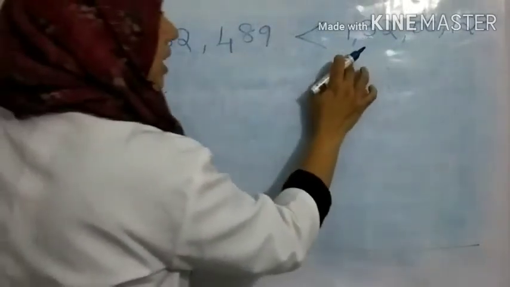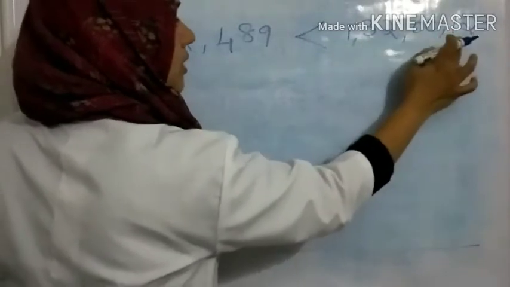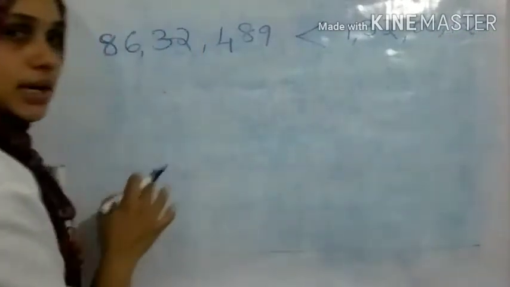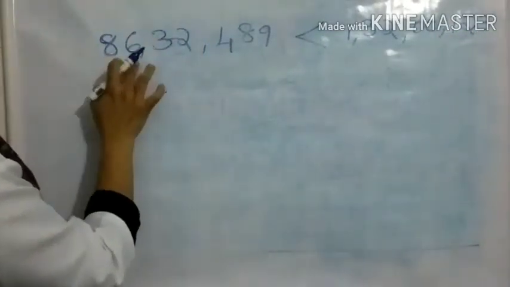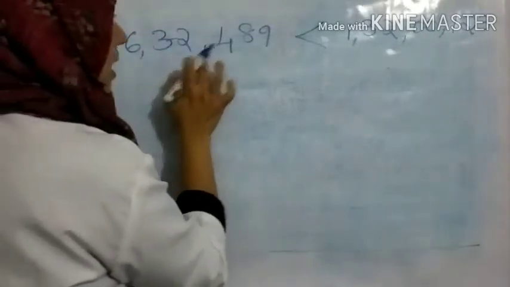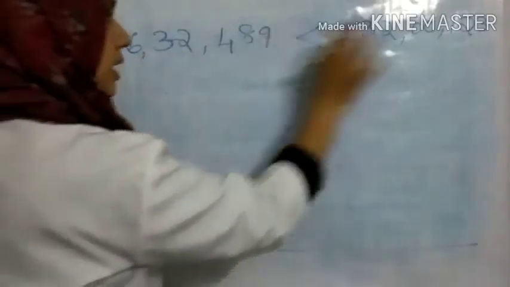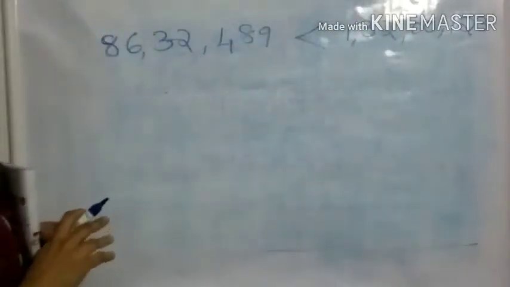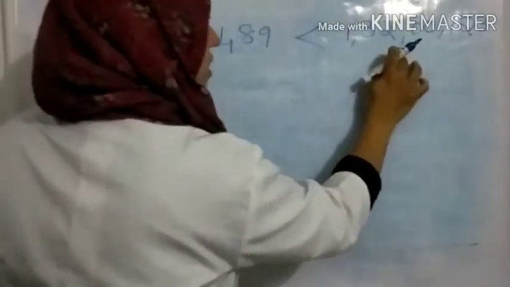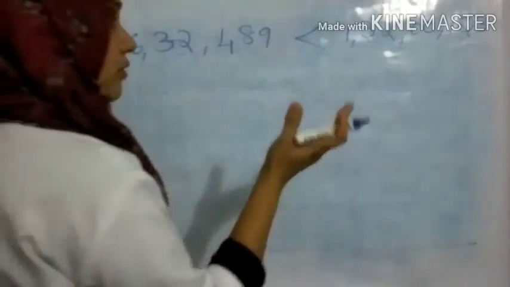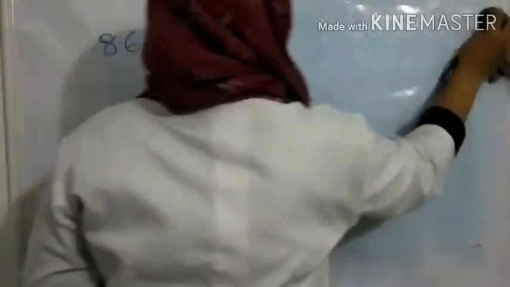How can we read this one? 86,32,489. Then 1 crore 32,123 is greater than 86,32,483. Did you understand? We count the number of digits. Then this has more digits. Then we find this one is greater. Okay. Next question relating to rounding numbers.